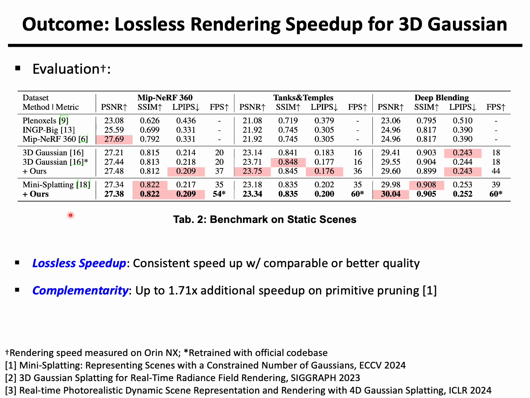And our method is also complementary to previous primitive-level pruning work. For example, on top of Mini-Splatting, which is a representative work for pruning 3D Gaussian splatting primitives, our method achieves up to 1.71 times speedup, while consistently achieving comparable or even better rendering quality.